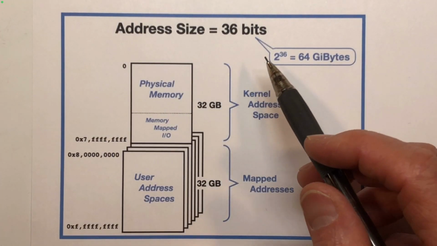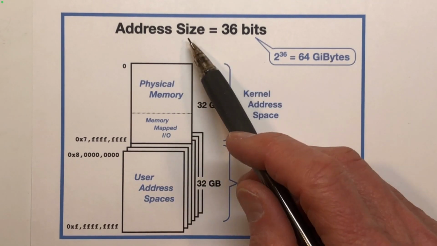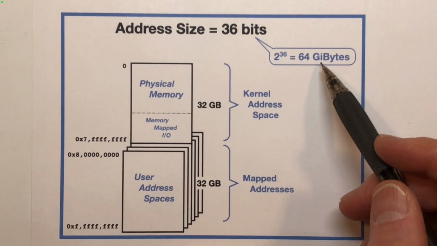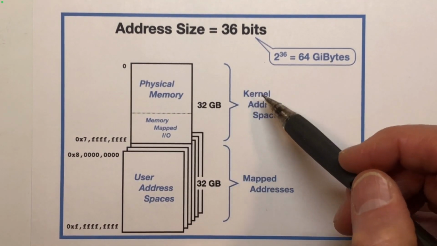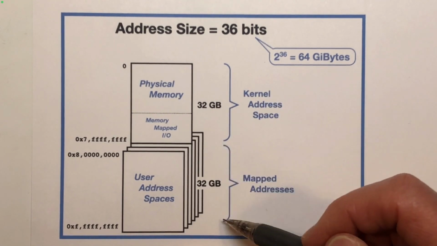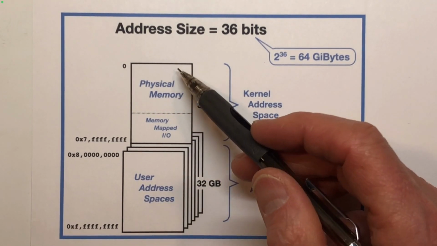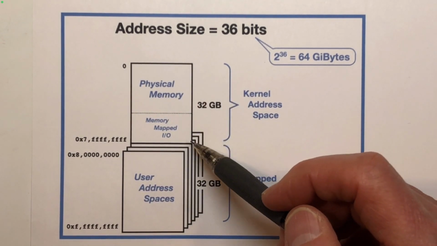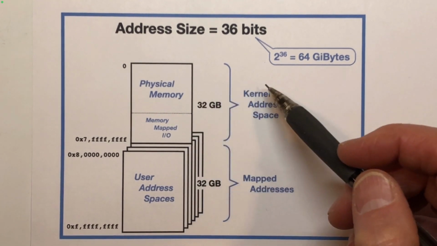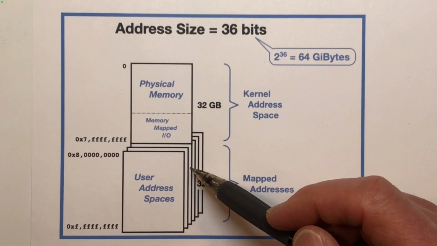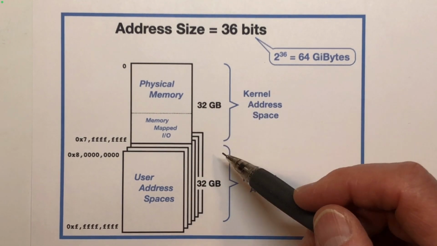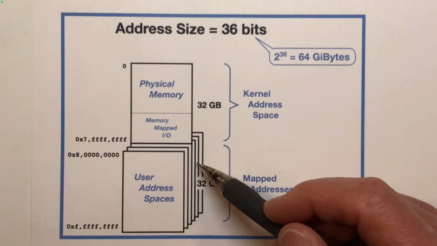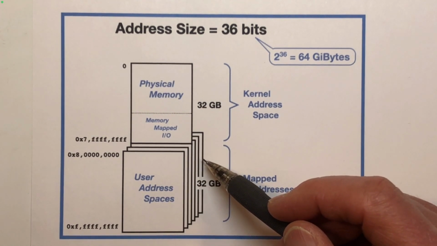Here's another way to look at what's going on. With a 36-bit address, we can access anything within a 64 gigabyte range, and that 64 gigabyte range is divided into two halves, the kernel address space and the virtual address space. Now there's only one set of physical memory, and that includes the memory mapped I/O devices, and those are all mapped into physical addresses within the kernel address space. But there are many virtual address spaces. Each virtual address space is described by a page table, and each address space has its own address space identifier.